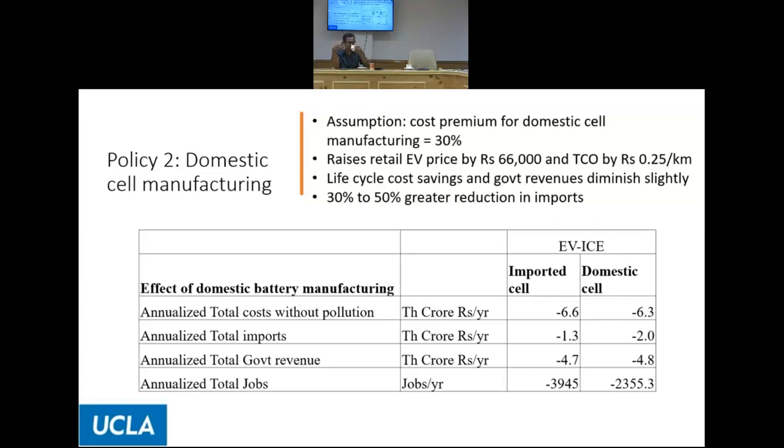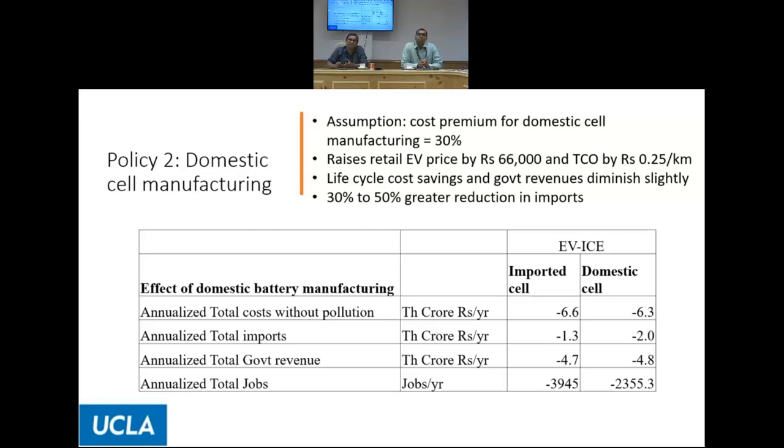And so this is one of the big challenges for the domestic industries to invest in learning and coming up to scale and catching up with other established producers, because they have the benefit of 10-15 years of leg up on us. So a 30% premium on cells raises the price of an electric vehicle by 66,000 rupees, and that raises the TCO by 25 paise per kilometer. So the cost of domestic manufacturing is not very high, actually. If I put a 30% premium, it raises the cost of an electric vehicle by 66,000.